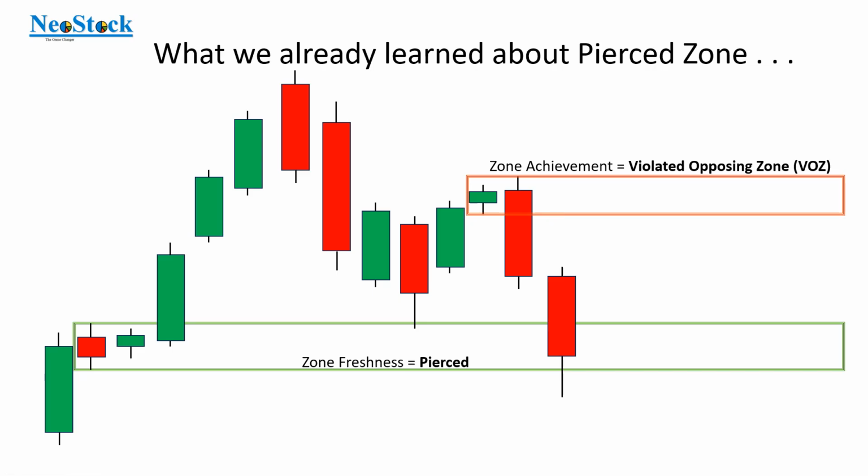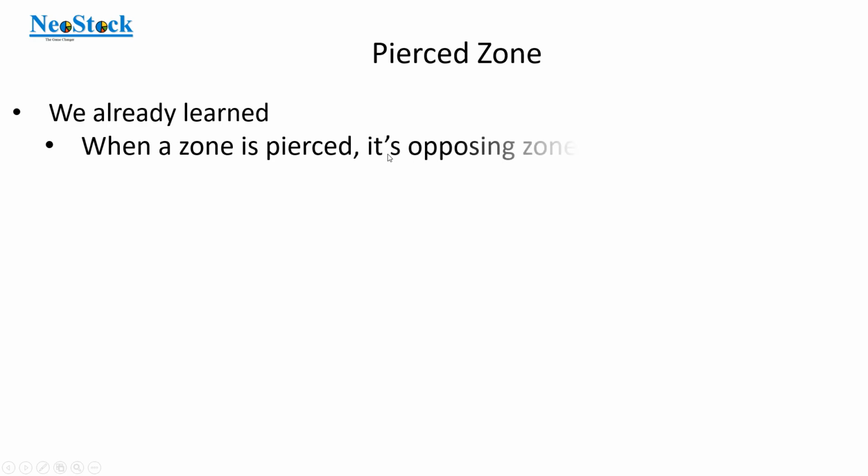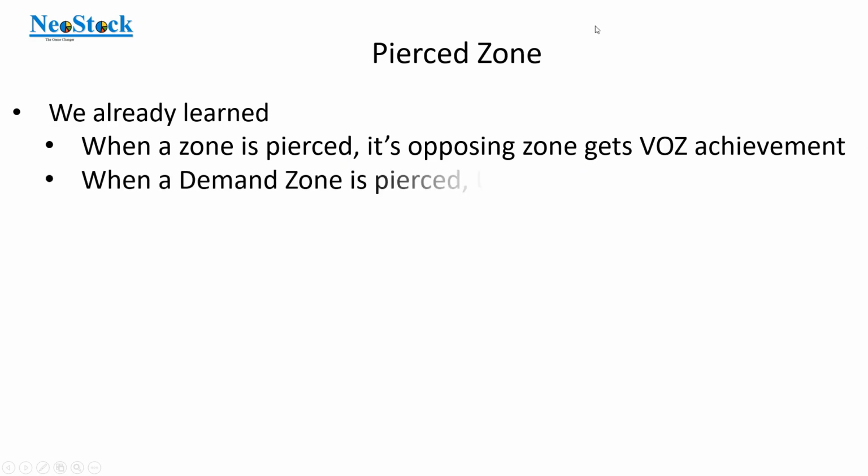All these points we discussed in our phase 1 training program. Okay, regarding pierced zones, let me summarize what you learned in our phase 1 program. The first point is what we just discussed. When a zone is pierced, its opposing zone gets the violated opposing zone achievement, VOZ achievement. When a demand zone is pierced, uptrend changes to sideways trend.